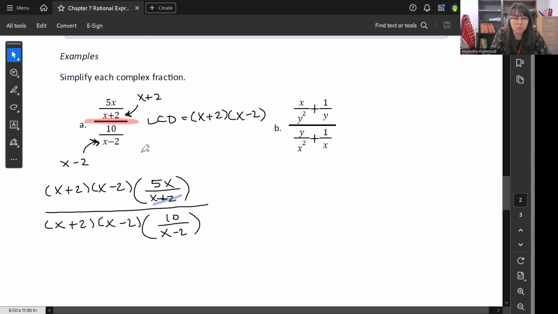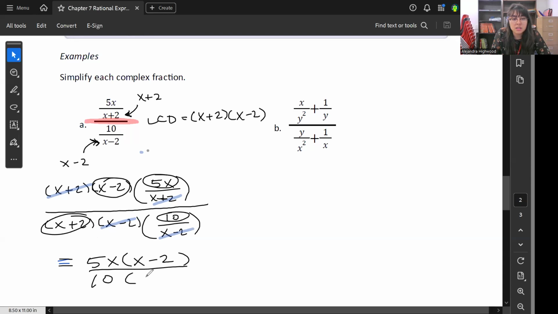So here we go. The x plus 2's cancel in the numerator. And in the denominator here, the factors of x minus 2 divide. They cancel. In my numerator, I now have an x minus 2 times 5x. And in my denominator, I now have x plus 2 times 10. So now I just have one simple fraction as opposed to a complex one. That, if you noticed, kind of just cleaned itself up very nicely. And I can continue now by simplifying further. 5 and 10 is equivalent to 1/2. And it looks like that's all I can simplify.